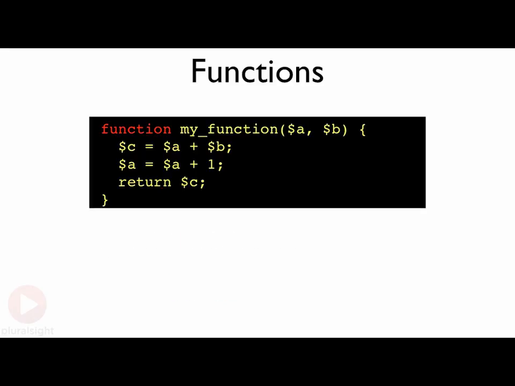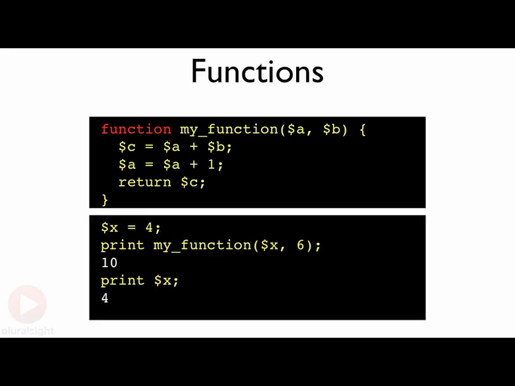Let's have a look at how our example function will behave when used. At the bottom here we have a variable x that we're setting equal to 4, and then calling print my_function with the variable x passed as the first parameter and the number 6 passed as the second parameter. Inside of my_function's call now, the variable a will be equal to the variable x, which is going to be the value of 4. The parameter b will be equal to the number 6. So we'll see that c is going to get set to 4 plus 6, which is 10, and then that value will be returned. So the result of print my_function will be the number 10.